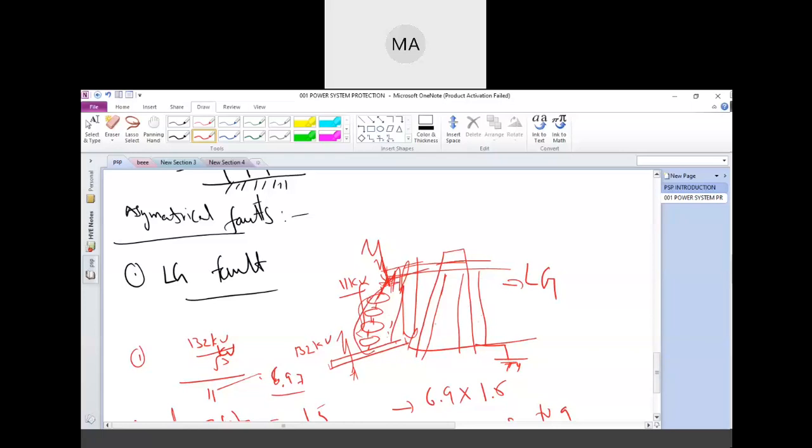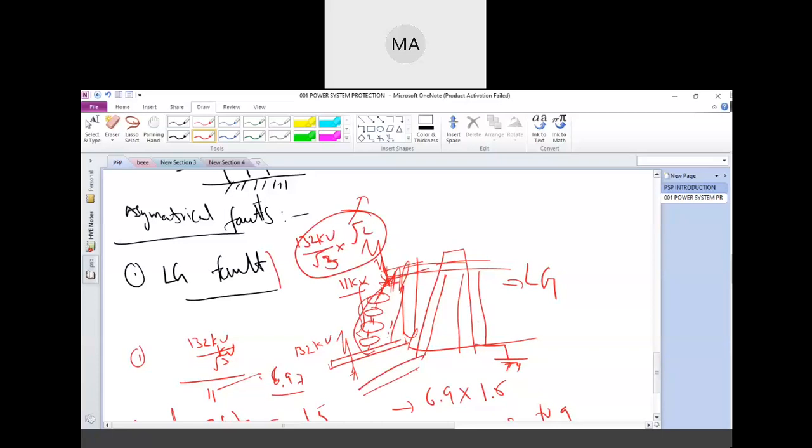So how much voltage can it withstand for each string, the maximum value it can withstand? For the line, 132 kV divided by root 3 for each line, and root 2 times that voltage it can withstand. If the voltage exceeds this maximum, there will be a flashover on the line, and at that time also the LG fault will take place. This is one type of the LG fault.